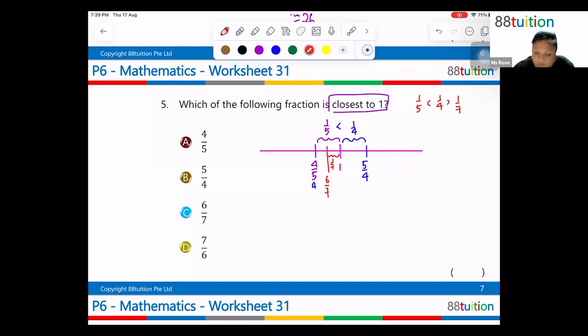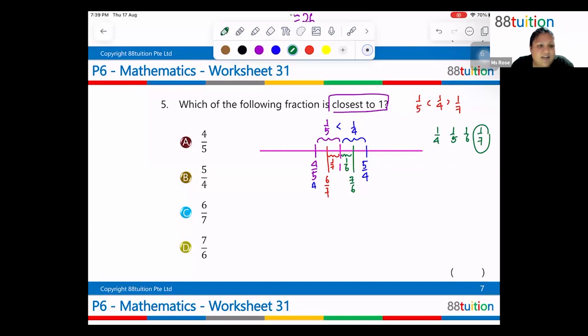Okay? Now, then you have 7 over 6, which is on this side, and the gap is 1 over 6. So between 1 over 4, 1 over 5, 1 over 6, and 1 over 7, which one is the smallest? The smallest is this one. The bigger the denominator, the smaller the fraction.